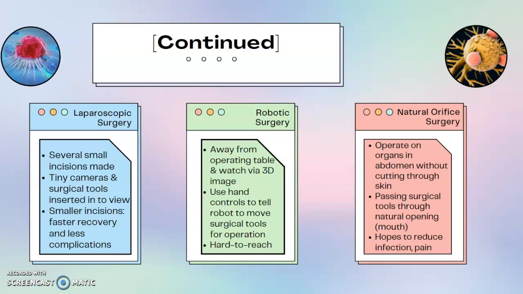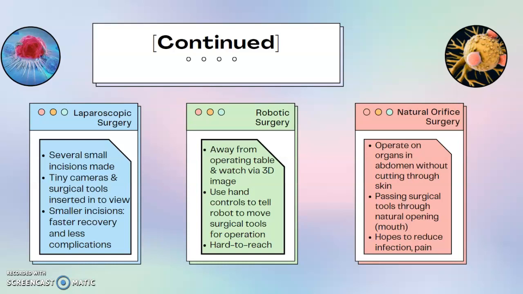Robotic surgery is used to help surgeons operate in harder to reach areas. Sitting away from the operating table, surgeons use hand controls to tell a robot how to move surgical tools to perform operations as they watch a 3D image of the area being operated on a monitor.